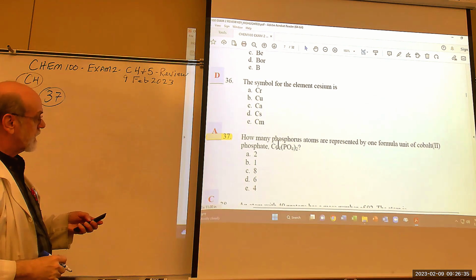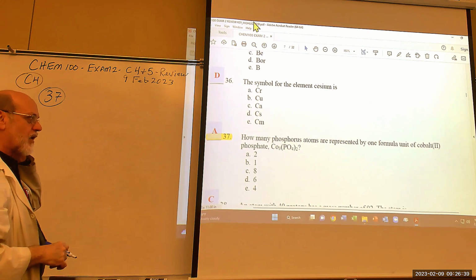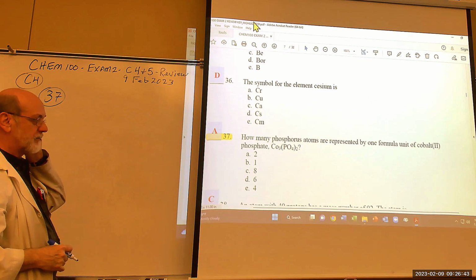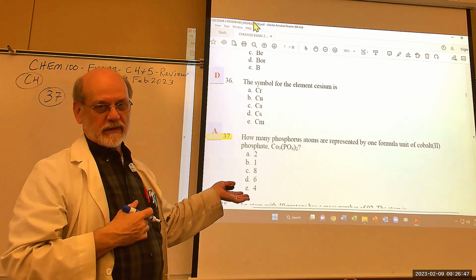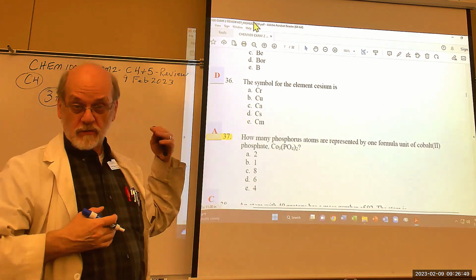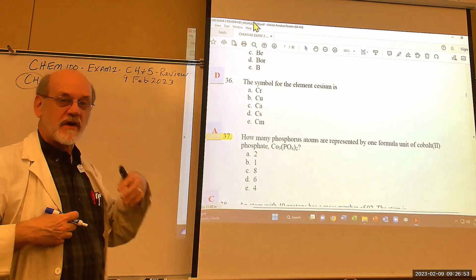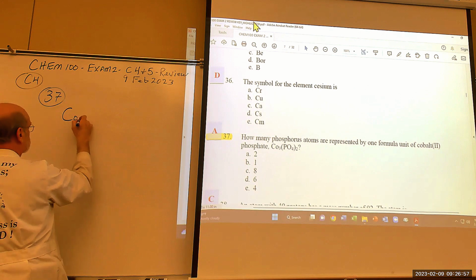And let's see, let me get that out of the way. There we go. How many phosphorus atoms are represented by one formula unit of cobalt-2 phosphate? Isn't that nice? They gave you the formula. They make you write cobalt-2 phosphate to deduce what is the formula. This is cobalt-2 phosphate.